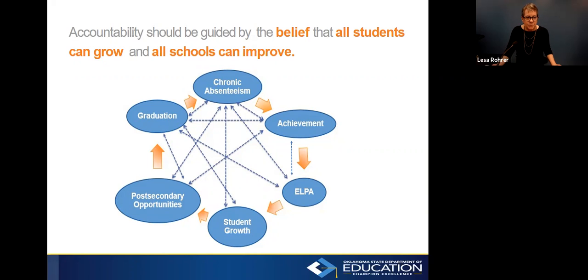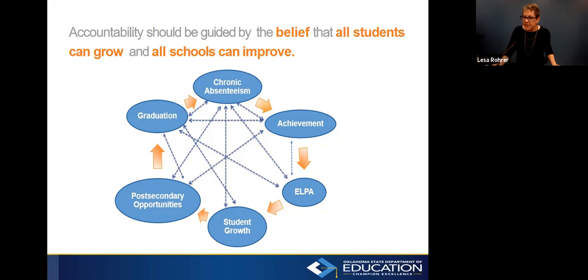Chronic absenteeism, you see, sits at the top of this graphic because what we know as educators is that if our kids are not at school, they can't learn. If they're not learning, they're less likely to achieve. If they're not achieving, they're less likely to graduate. So these are all connected in a way that makes sense when we think about a K-12 continuum.